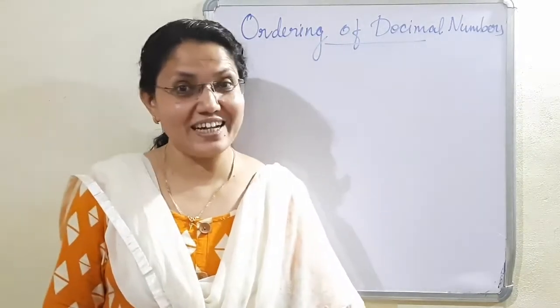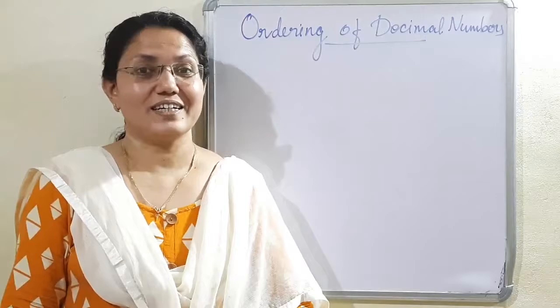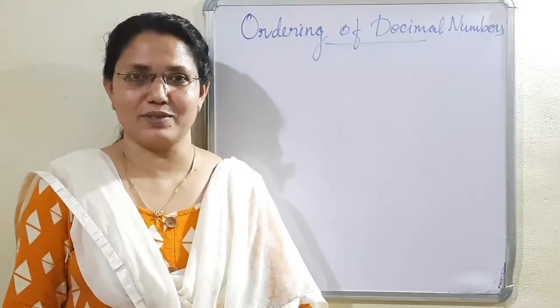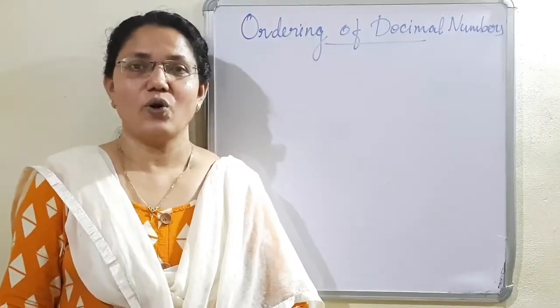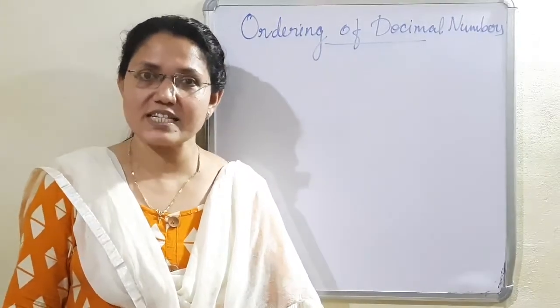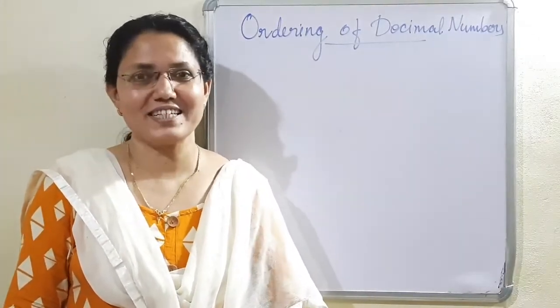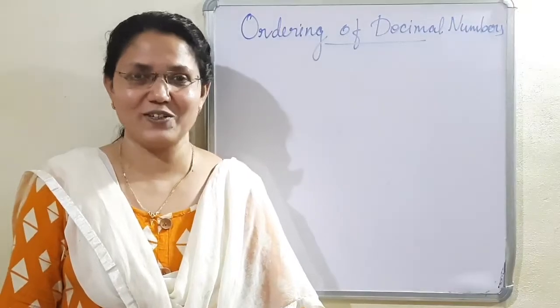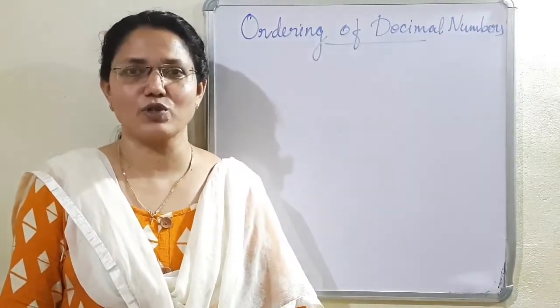Last class you have learned how to compare two decimal numbers. Same way we can order the decimal numbers. Ordering means writing the decimal numbers in ascending or descending order. The same steps we have to follow.